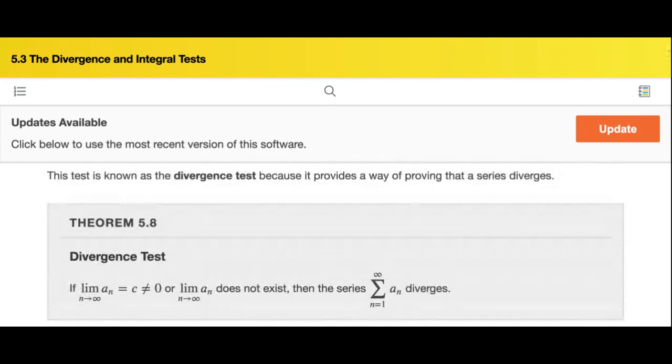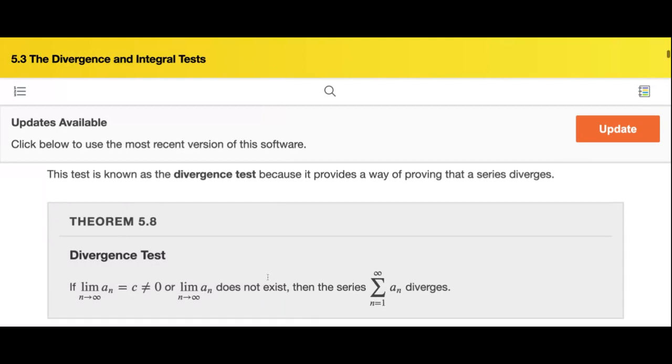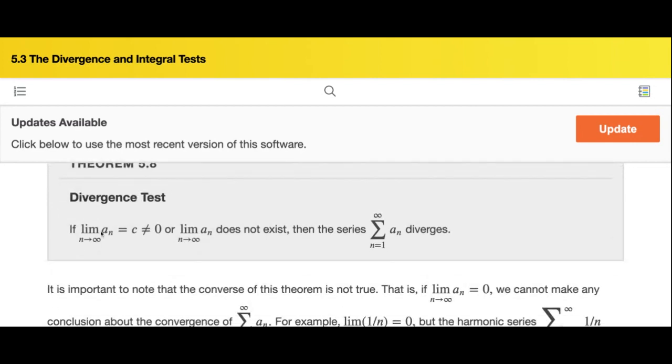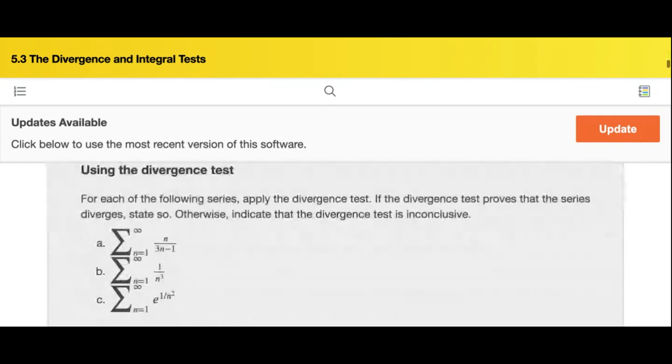Let's see an example. If we think the series diverges, all we have to do is show the nth term does not go to 0 when n goes to infinity. If the limit of a_n as n approaches infinity equals some number not equal to 0, or the limit does not even exist, then we can conclude the series diverges. Pretty easy, right?